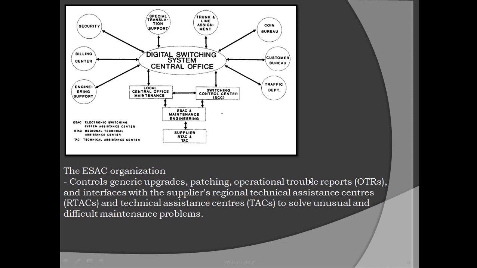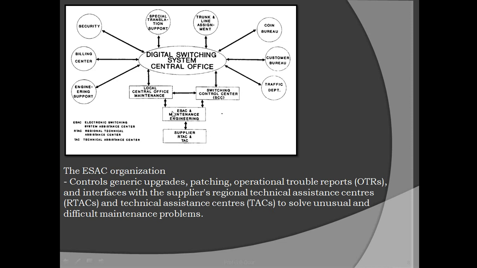So all those things come under these operational trouble reports, along with when the trouble occurred and how long it took to resolve it. Later we are going to study in detail about these OTRs and interfaces with the suppliers' regional technical assistance centers, RTAC, that is, regional technical assistance centers. So ESAC has a bidirectional connection with the RTAC and also with the technical assistance center locally, in order to have continuous guidelines or support from these technical assistance centers.